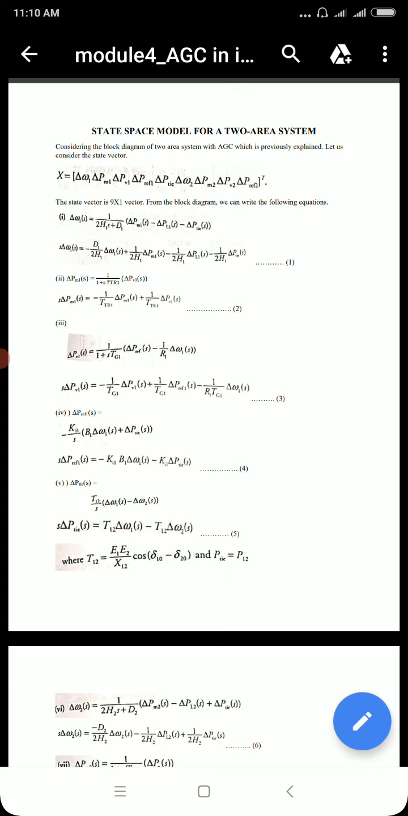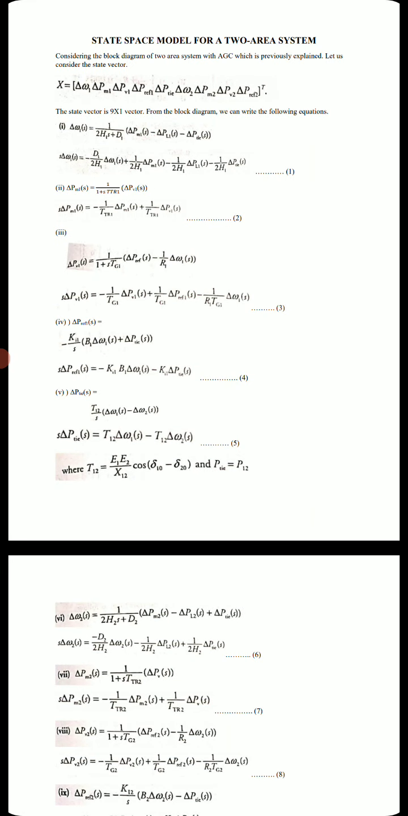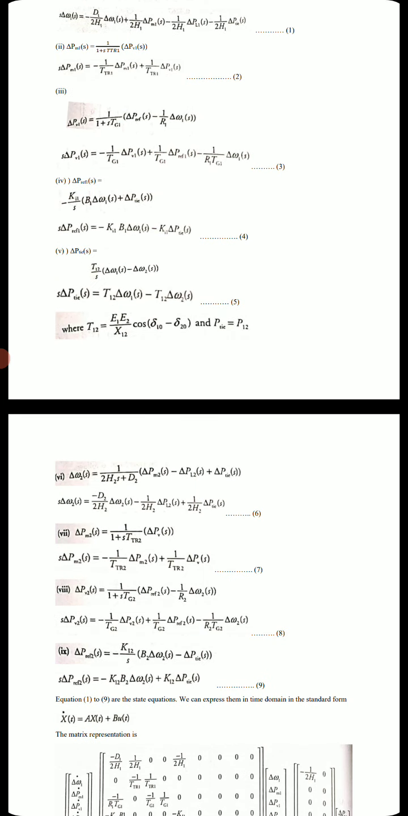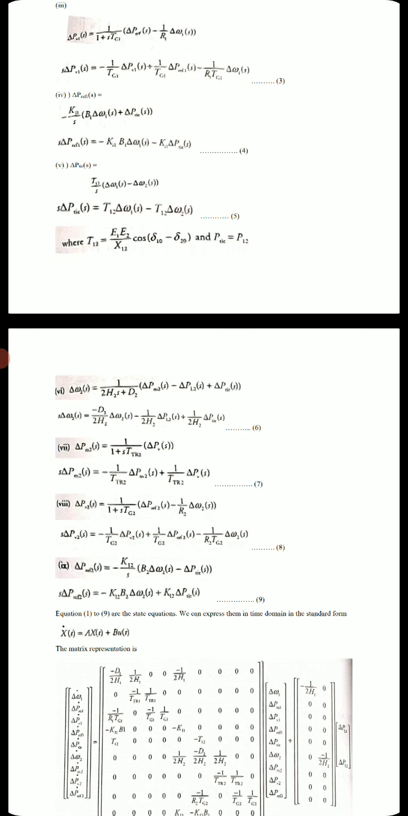Coming to the sixth one, that is delta omega 2 of s. The sixth, seventh and eighth equations are the same as the previous ones. As you have done for delta omega 1, delta Pm1, delta Pv1, delta P reference 1, the same thing applies for delta omega 2 of s, delta Pm2, delta Pv2, delta P reference 2. All these equations are simplified in the same way, into s times delta P something, whatever you have. In that manner you have to write. Go through it once again and you will come to know.